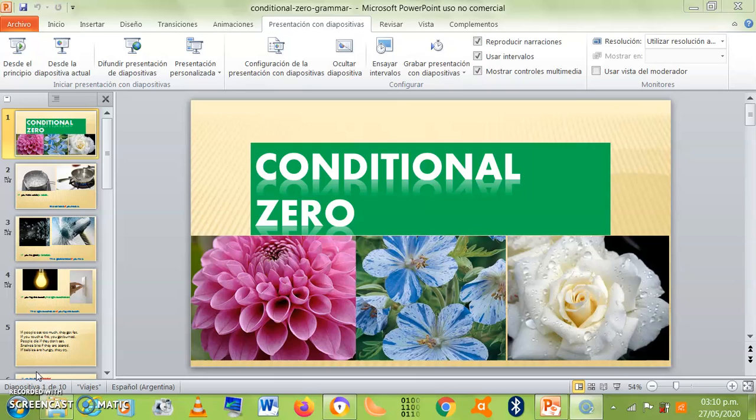You cannot see me because my computer webcam is not working properly, so I can't record my image. So you have to hear my voice with my explanations, and you are watching what I am showing on my computer screen.